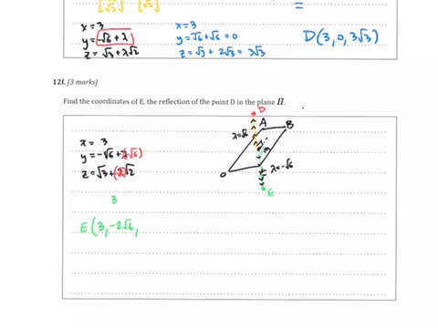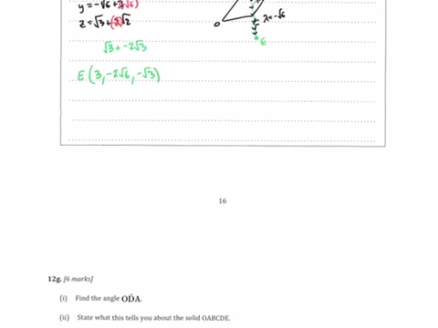So that would be root 3 plus negative 2 root 3, which would be negative root 3. And there I've got E, which would be on the opposite side of the plane, equidistant from the plane, and along line L. All right, let's see what the last part of this question has in store for us.